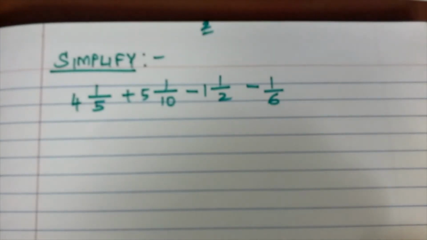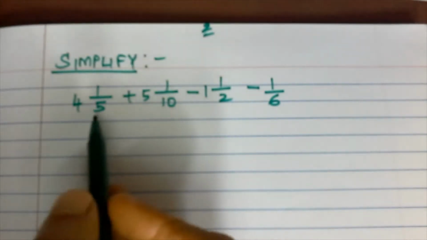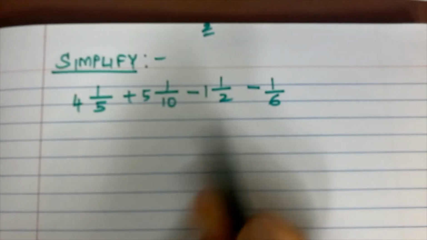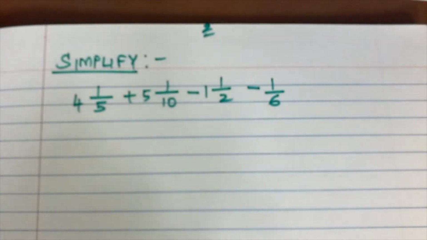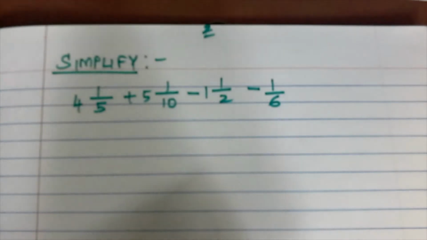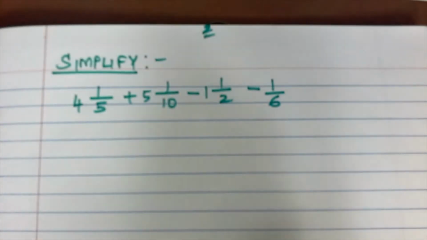In today's session, I'm going to teach you how to solve simple fractions which involve both addition and subtraction. The rule for subtraction of fractions is the same as for addition. If you have like fractions, you subtract the numerators. If you have unlike fractions, you first convert them into like fractions and follow the rule for like fractions. So now let's get started.